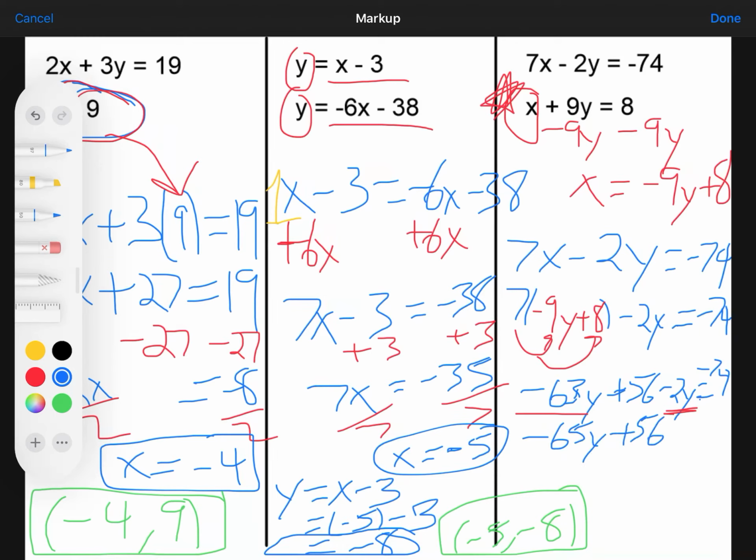Now it has some big numbers, but it's just like the equations we've been doing on the previous two problems. Sorry, that's a 4, not a 9. Excuse the handwriting. Negative 74 minus 56 is negative 130. That's a 3, excuse me. Divide by negative 65. And we get y equals positive 2.